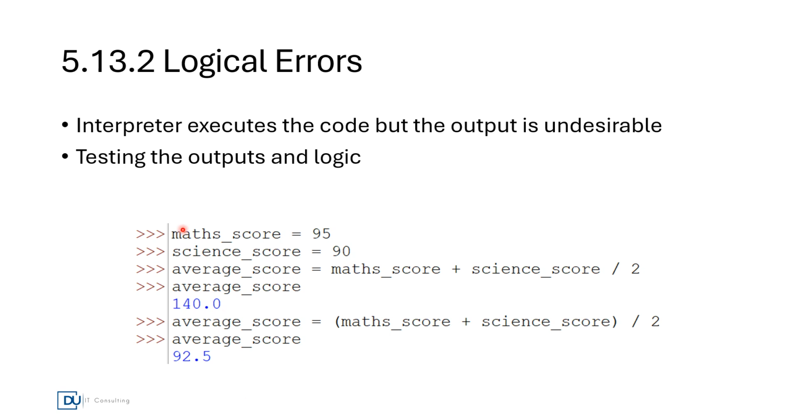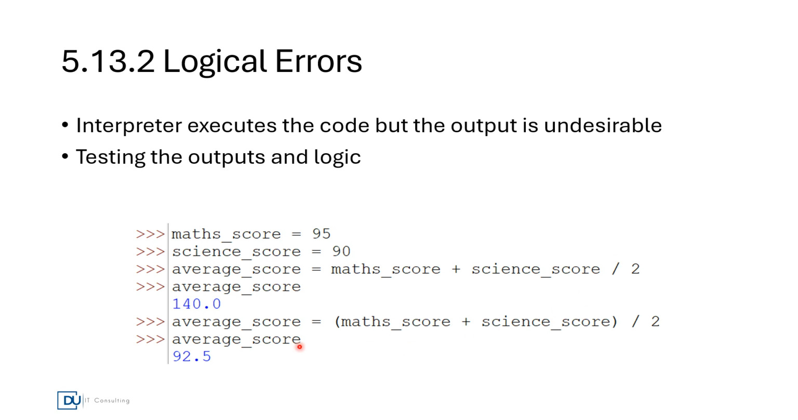We have max score is equal to 95 and science score is equal to 90. Our objective is to find the average score. So we try to do average score is equal to max score plus science score divided by 2. And then when we try to see what is the value of average score, it is 140, which is not expected. When we look at why we got 140, it's because of operator precedence, and the division operator takes a higher precedence. So this is not suitable for us.